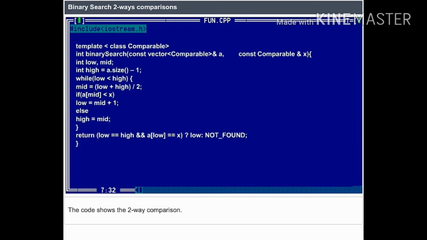Binary search two-way comparison. The code shows the two-way comparison. Two-way comparison's binary search is still O of log n. This is more effective than the three-way comparison. The program is about comparing two numbers.